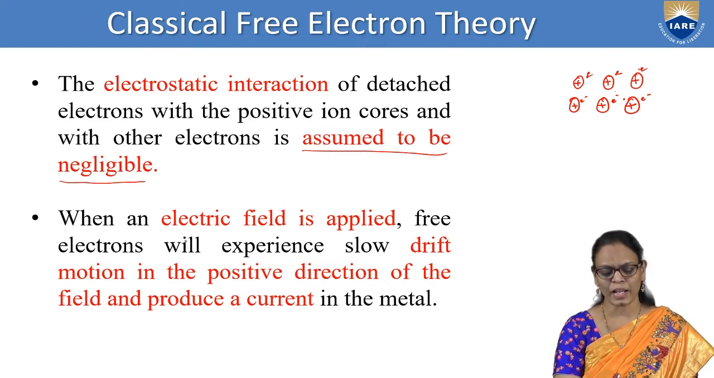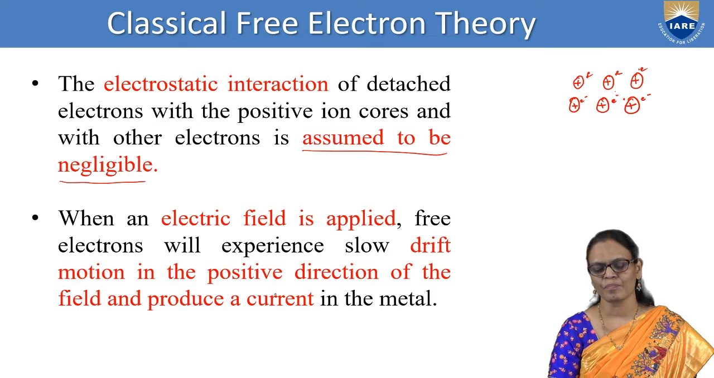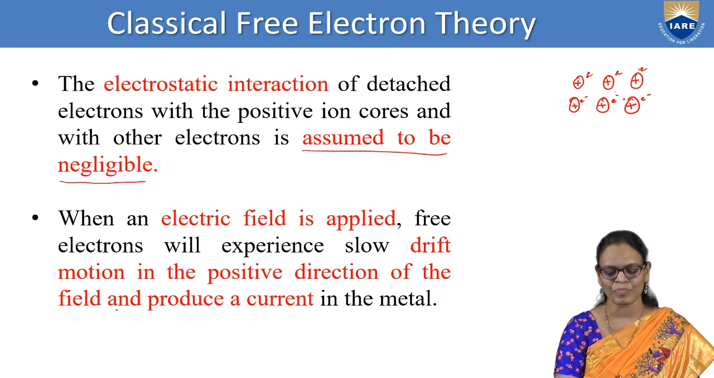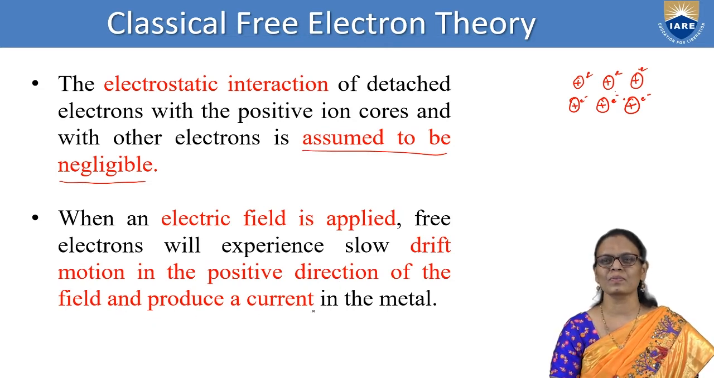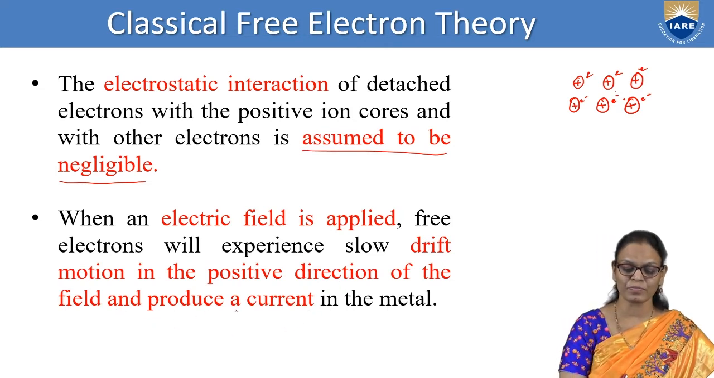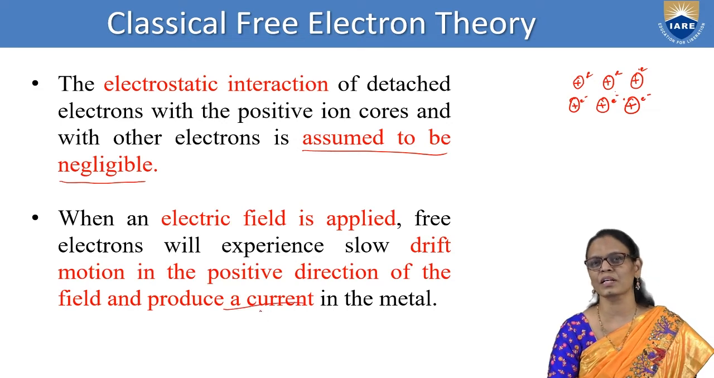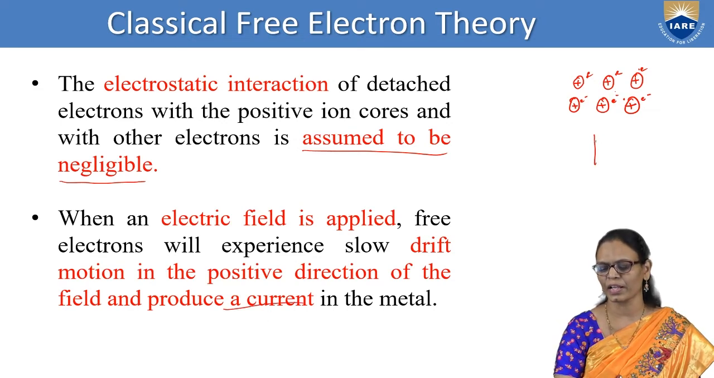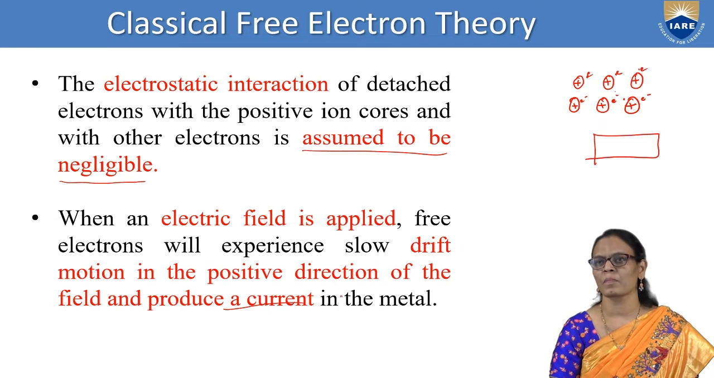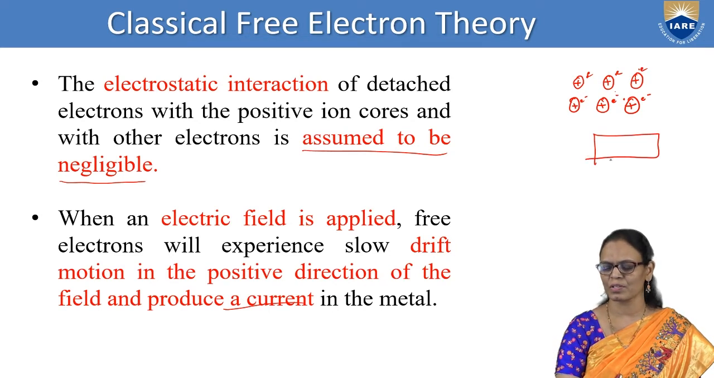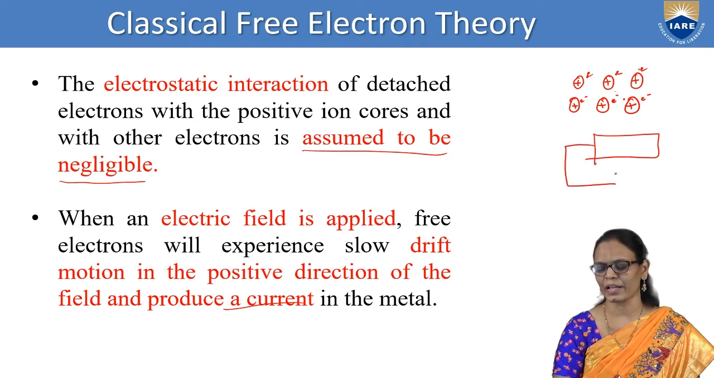Then when an electric field is applied, the free electrons will experience a slow drift motion in the positive direction of the field and produce a current. And because they have to account for the current, how is the current flowing? Then they said if you are taking a metal plate or a solid and you apply an electric field.